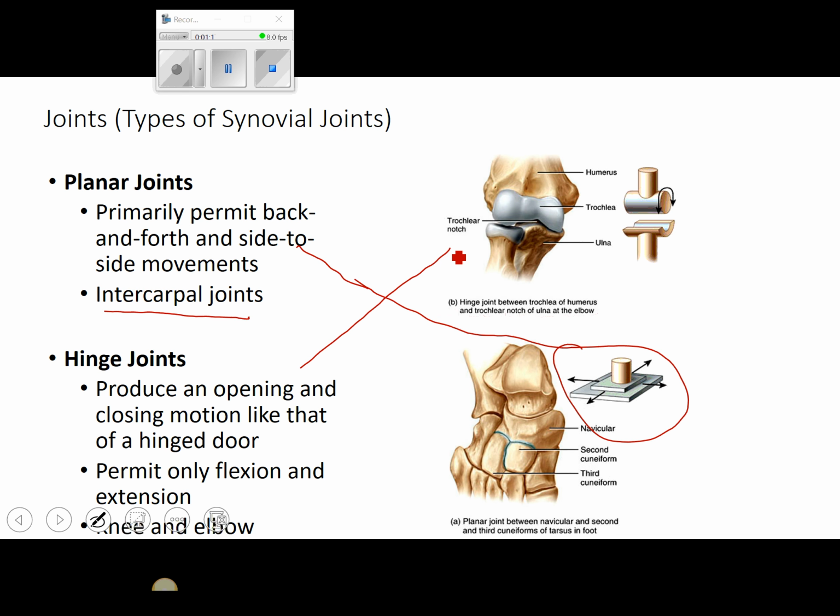Okay, your hinge joints are located up here. The hinge joints permit angular motion in a single plane, like the opening and closing of a door. So they permit only flexion and extension movement, such as the knee joint and the elbow joint. What happens here is the convex surface of one bone fits into the concave surface of another bone. So it's only allowed to go in the two different motions.